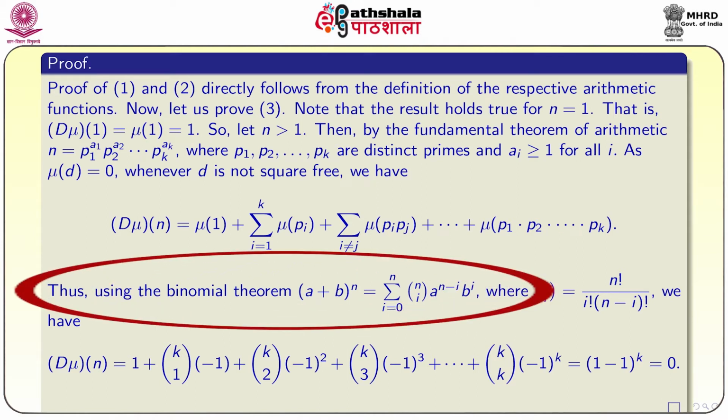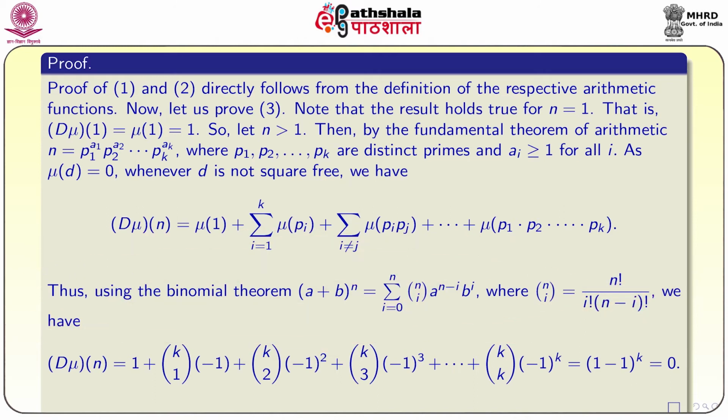Thus, using the binomial theorem, (a plus b) whole power n is equal to the summation for i equal to 0 to n of n choose i, a power n minus i, b power i. We have that D mu of n is equal to 1 plus k choose 1 times minus 1, because there are k primes dividing n, plus k choose 2 times minus 1 whole square, and so on, up to k choose k times minus 1 whole power k. This is nothing but 1 minus 1 whole power k, that is equal to 0.